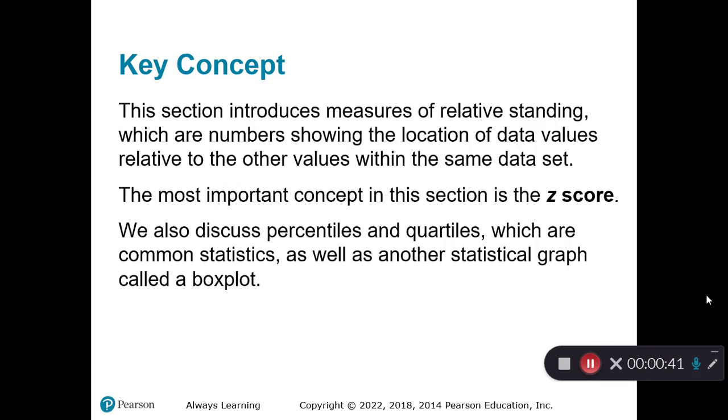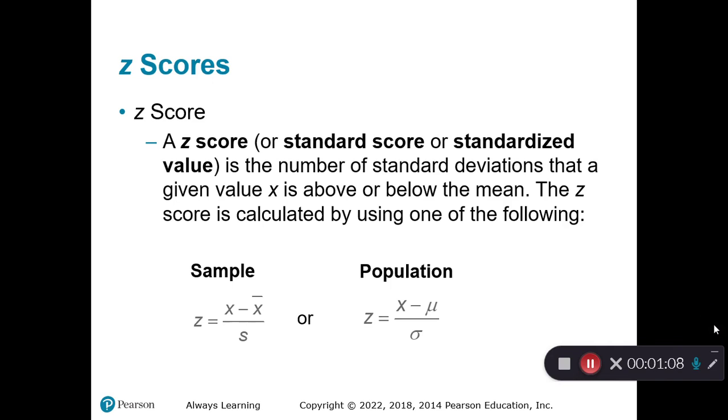We're going to spend quite a bit of time in this section talking about what a z-score represents, not only how to calculate it, but how to interpret it and how to use it to answer some questions about whether data values are to be expected or whether they are extreme enough for us to consider them to be significant. We're also going to talk about percentiles, quartiles, and how to construct a box plot.